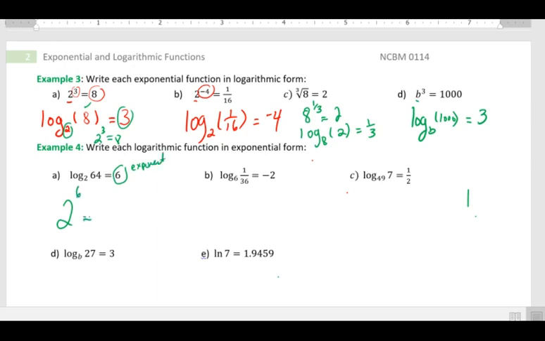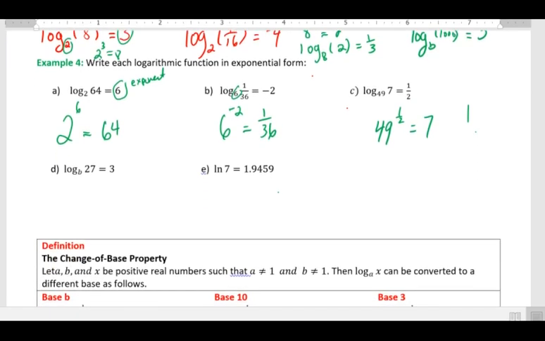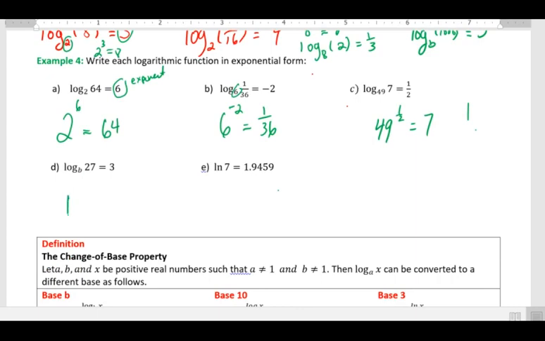So I'm going to write it up here. And then your other number would be on the right side. So here my base is 6. The log is equal to the exponent, in this case -2 of 136. My base is 49. The log is equal to the exponent, in this case a half, is equal to 7. My base is b. The log is equal to the exponent, in this case 3 of 27.